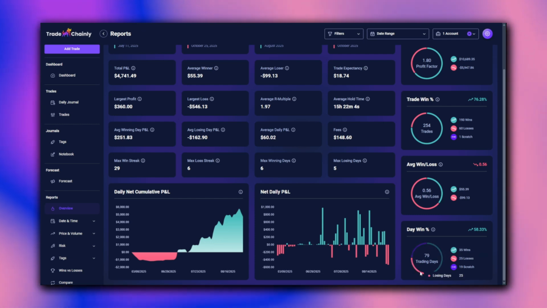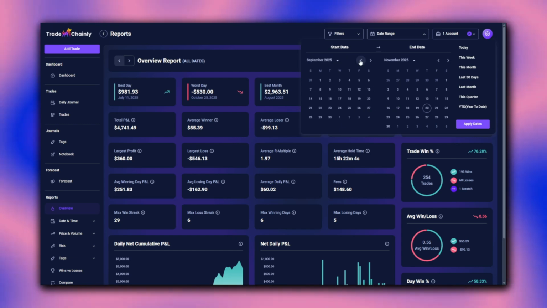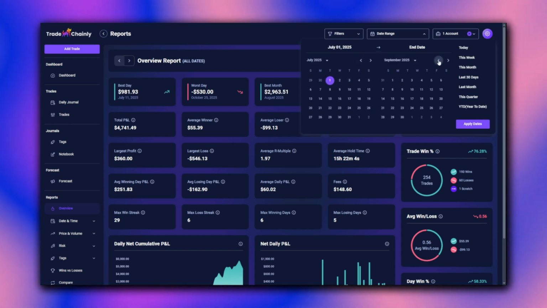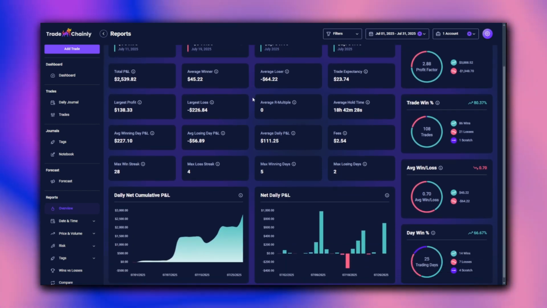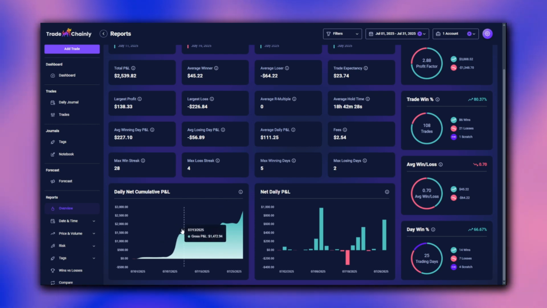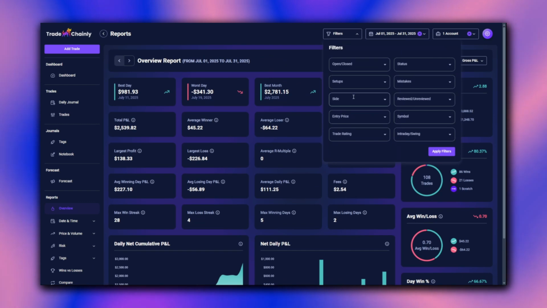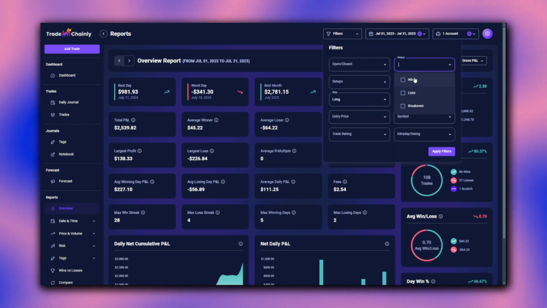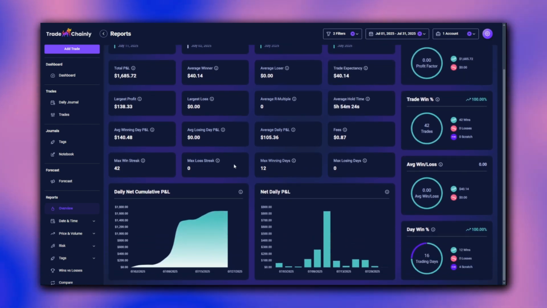I can narrow down the data shown. Let's analyze the month July. Now the entire overview reshapes. The charts and stats are recalculated. It becomes a micro snapshot of that month only. Let's narrow it even further. Only long trades that are winning. I can drill down and analyze every aspect of my trading journey.